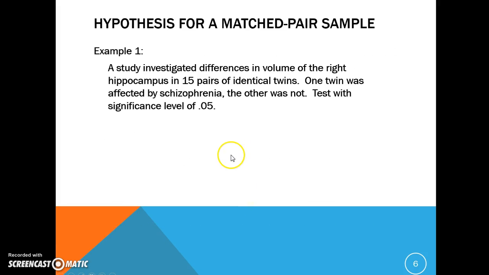So here's an example for twins, identical twins. So the hippocampus being a gland in the brain, and we're looking at the volume of that in 15 pairs of identical twins. One twin was affected by schizophrenia, and the other was not. And the test was with significance level of 0.05.